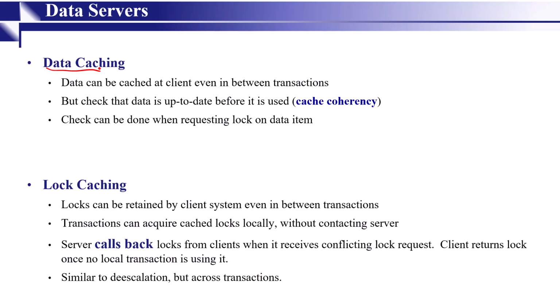In other words, the client can store data and logs locally between transactions, speeding up access like keeping a book on your shelf. Cache coherency checks, often tied to log requests, ensure data is not stale. Log caching lets the client reuse logs without server calls, with the server recalling them only for conflicts. This mimics the escalation but persists across transactions and hence optimizes performance.